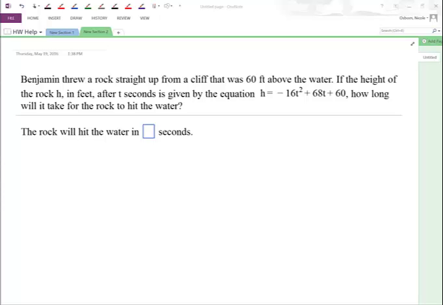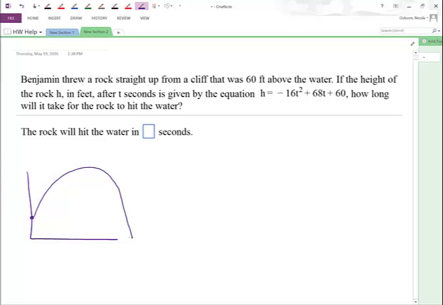Now, just so we can visualize what's happening here, we can look at the function and see, all right, well, we are starting 60 feet above the water, or Benjamin is. And he's throwing up a rock, and it's going up to some maximum point, and then it's going to end up coming down and hitting the water. All right, so this right here is my function. h is equal to negative 16t squared plus 68t plus 60.